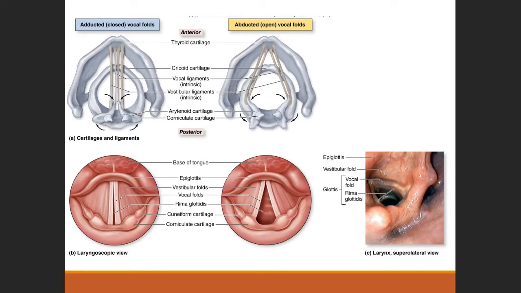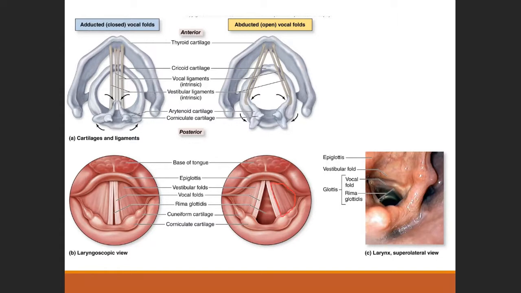So we need to associate membranes with the vestibular and vocal ligaments. We have a thick membrane that's going to encompass each pair of vocal and vestibular ligaments, called the vocal folds, while the vestibular folds attach onto the vestibular ligament laterally, and the remaining walls of the larynx.